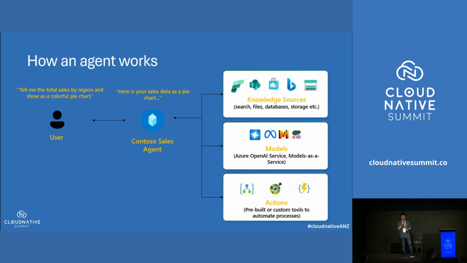So this is how an agent works. You can see this example of a sales agent. We can connect to multiple models: we have OpenAI, Meta, and Mistral, and we have knowledge bases from AI search, from files, from storage, and we have actions. So the agent should be able to call Azure functions or automate lots of different third-party services.